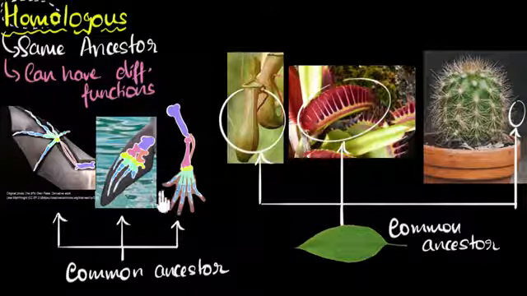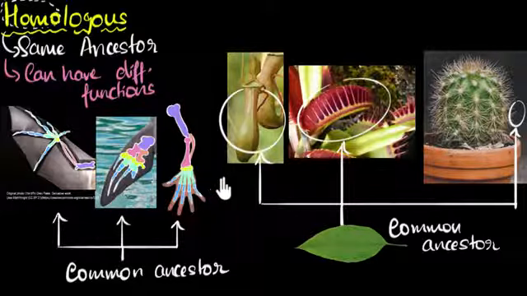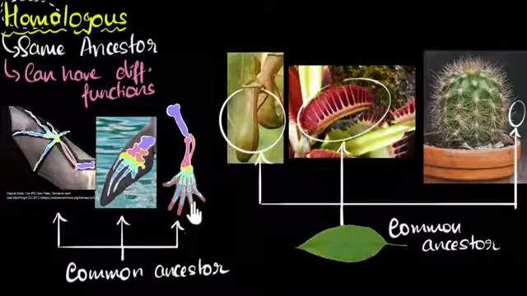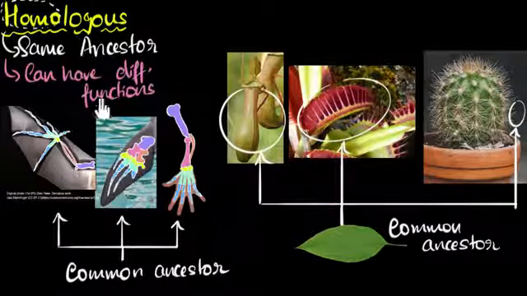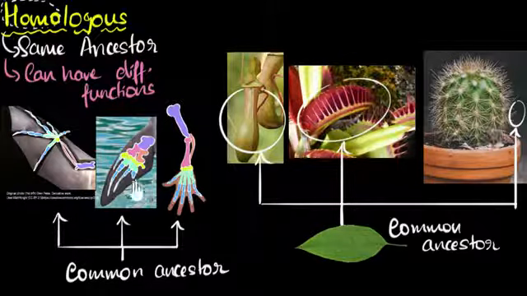For example, if you compare our hands with the hands of a chimpanzee, they're also homologous. I have not drawn the bone structure, but the bone structures will be very similar. And chimpanzees' hands also perform the same function as our hands. So homologous structures can perform the same functions. They can also perform different functions, as we see over here. What's important though is that they have the same ancestry.